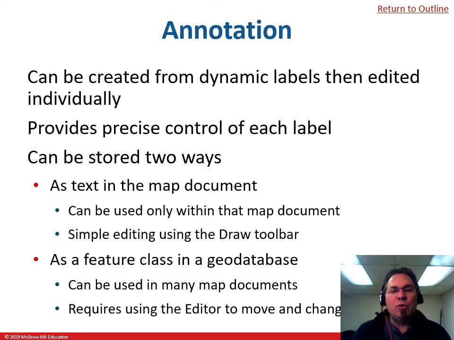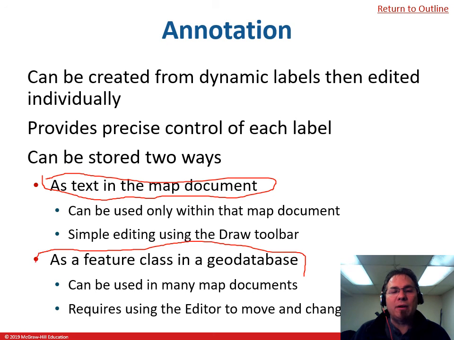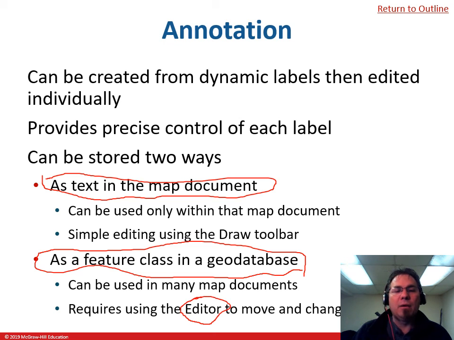So there's two different ways to show them. You could do it as text in a map document, which we're going to do, or you can have them as a feature class in a geodatabase. If you're going to reuse labels a lot for various maps, like in a templating situation, this second option is really good. However, you have to have editor in order to edit them, okay? Which is just an added step, but it's still doable. For the most part, you're going to use this top option here. It's just a lot easier.